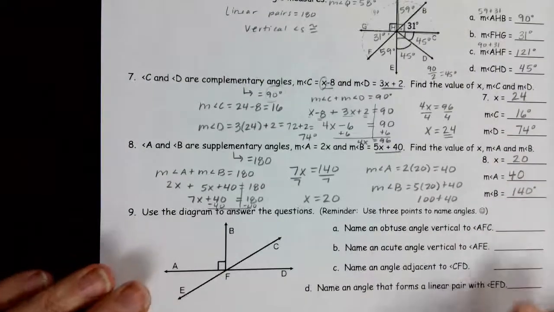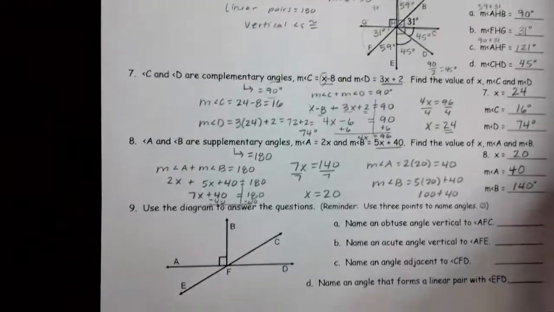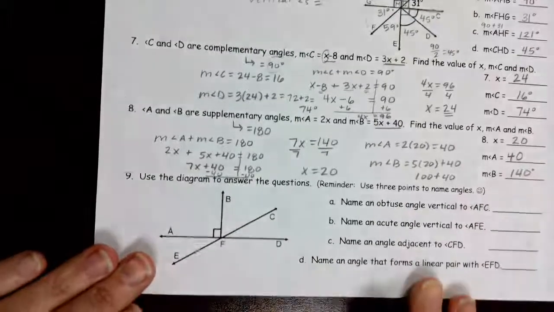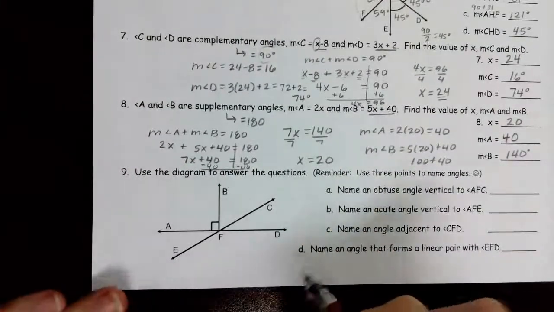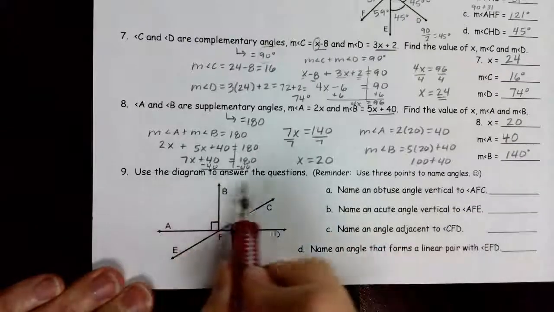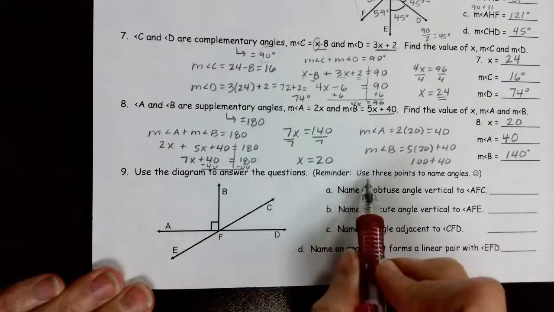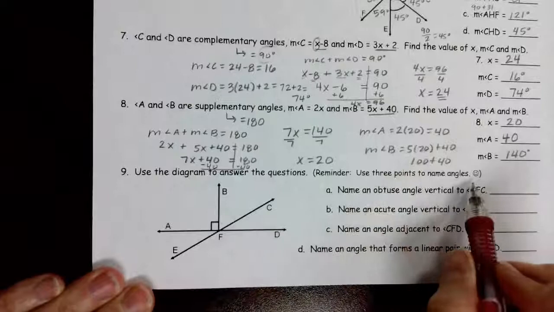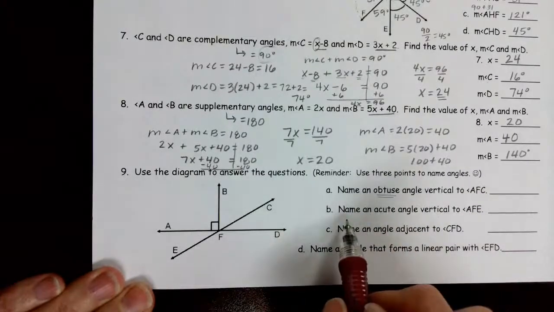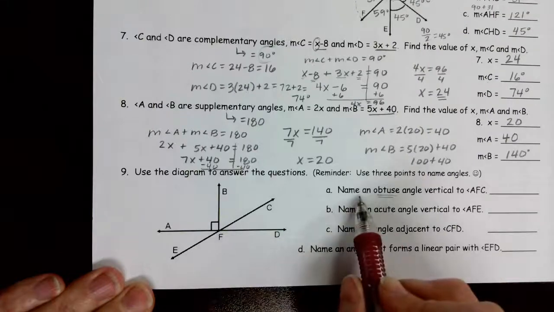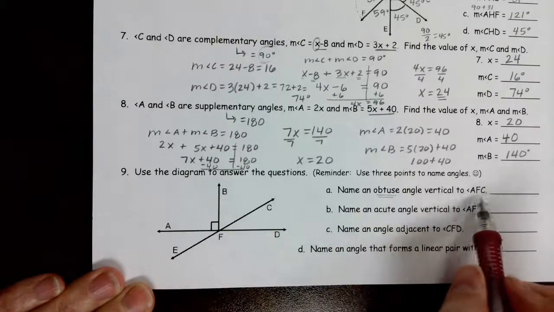The next diagram is really testing you to see if you know your vocab. When I look at this diagram, it says, use the diagram to answer the questions. Remember to use 3 points when we name angles. So name an obtuse. Obtuse means greater than 90. Name an obtuse angle vertical to angle AFC.